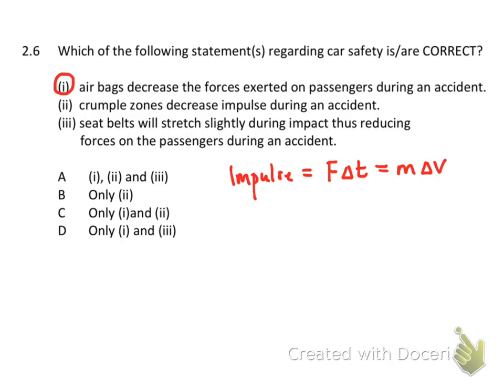2, crumple zones decrease impulse during an accident. Now that's not true because the impulse is set, it's the change in momentum. And then finally 3, seatbelts will stretch slightly. That is true. They are designed to stretch just a little bit during impact, and that increases delta T again and therefore decreases F. So 1 and 3 are correct, which means that D is the right answer.